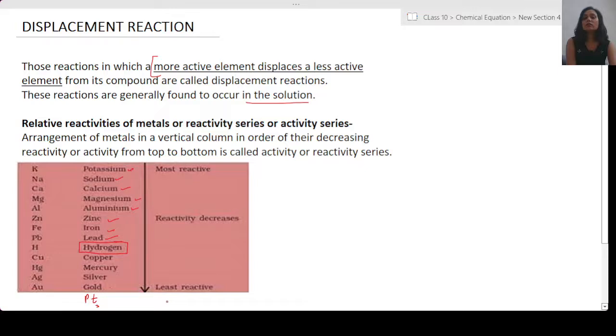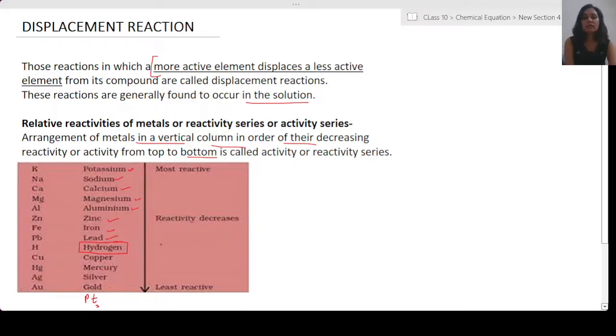Okay, so this is the reactivity series or the activity series. Generally it is defined as when metals are arranged in a vertical column in order of their decreasing reactivity. That is called the activity series or reactivity series. The same thing is mentioned here also: the arrangement of metals in a vertical column in order of their decreasing reactivity from top to bottom is called the activity or reactivity series.